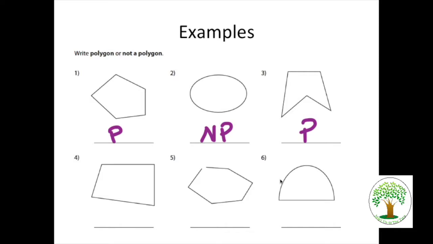Is number 4 a polygon, yes or no? Yes. What about number 5? No. Why not? Because it doesn't connect. It does not connect, so not a polygon. And number 6, no, not a polygon. Why? Because it's curved. All right. You have the rest, the 6 more on your page you're going to do by yourself.